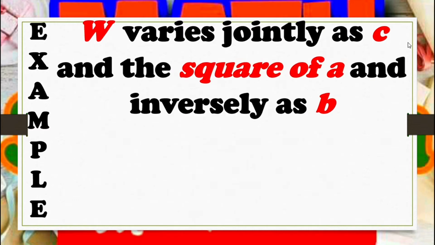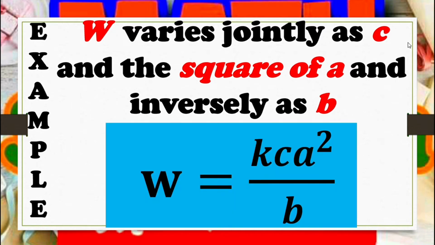Another example. W varies jointly as c and the square of a, and inversely as b. From this given statement, we are having four related variables represented by w, c, a, and b. So we can write this statement into w is equal to k c a squared all over b, where a is raised to exponent 2 because of the phrase square of a. And from this given equation, k represents the constant of variation.